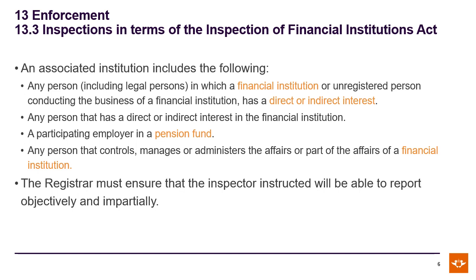An associated institution is these things. Any person in which a financial institution conducts business, if they have an interest, direct or indirect; pension funds, and administrators of financial institutions. So you can see here, the inspection is very broad. Even companies that deal with financial institutions, for example, if you are an attorney of a financial institution, you are covered under this act, and you may be investigated by the FSCA.